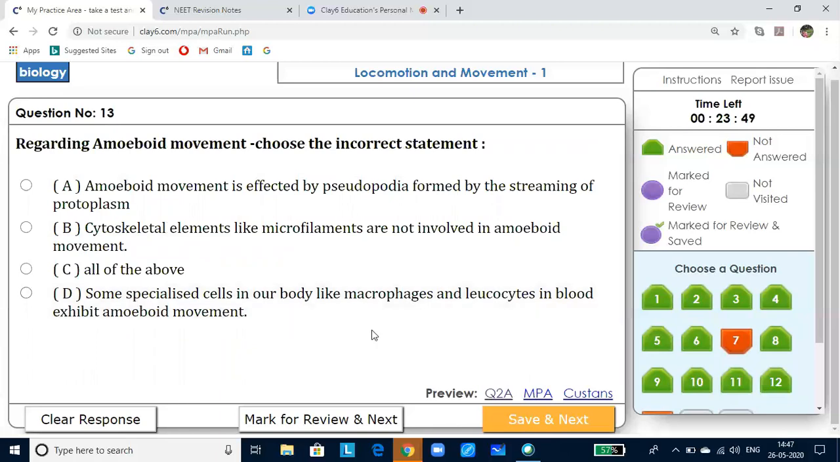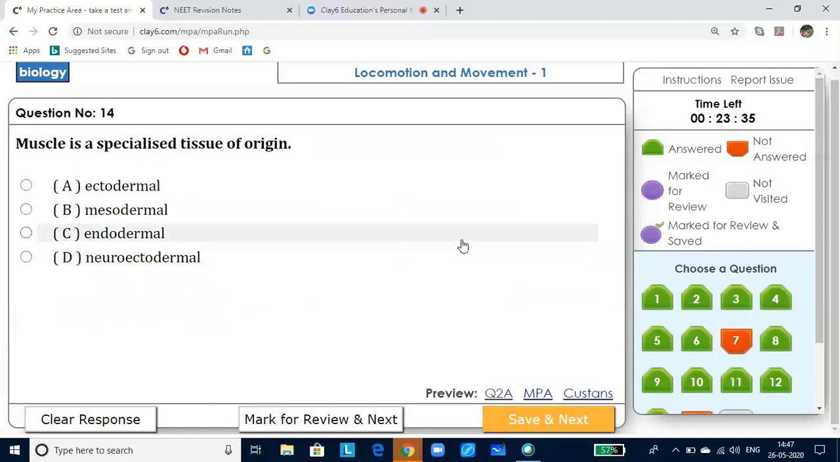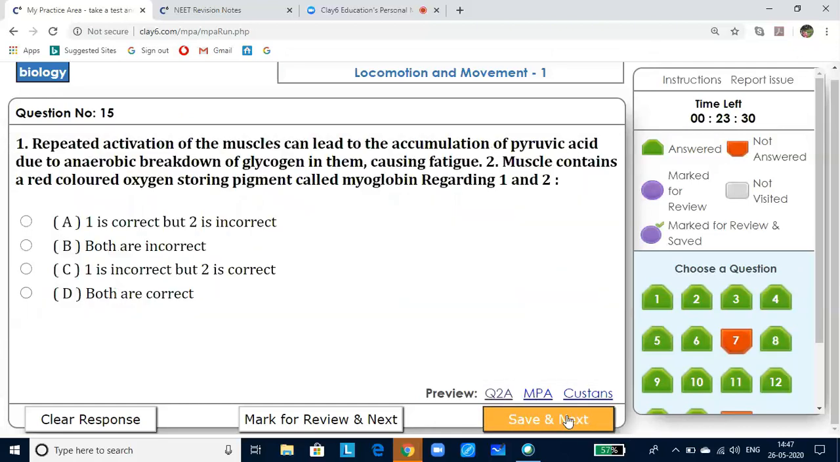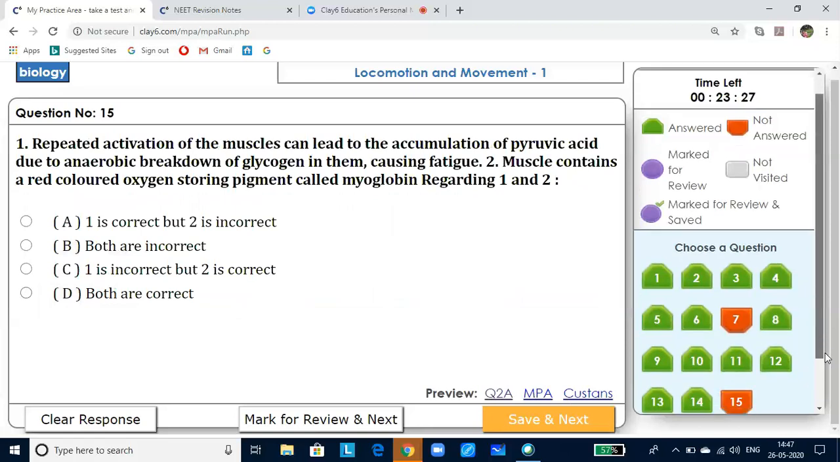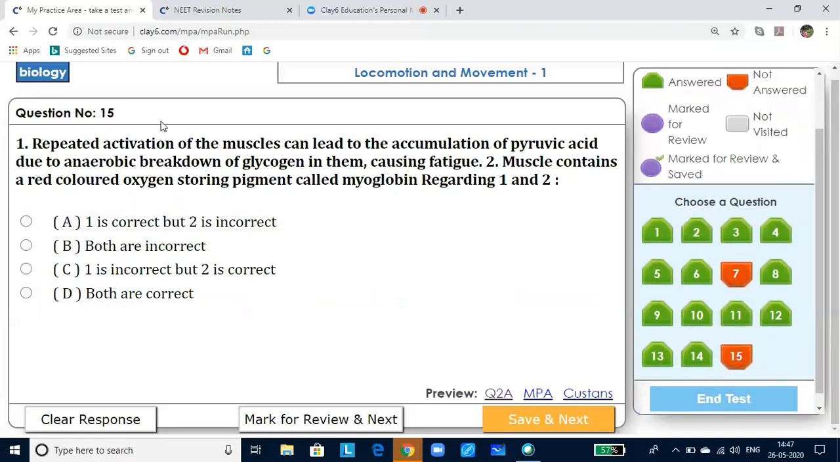Regarding amoeboid movement, choose the incorrect statement. Cytoskeletal elements like microfilaments are not involved in amoeboid movement is incorrect. Muscle is a specialized tissue of mesodermal origin. Repeated activation of muscles can lead to the accumulation of pyruvic acid due to anaerobic breakdown of glycogen in them causing fatigue. Wrong, because it is lactic acid. Muscles contain a red colored oxygen storing pigment called myoglobin. So here 1 is incorrect but 2 is correct.